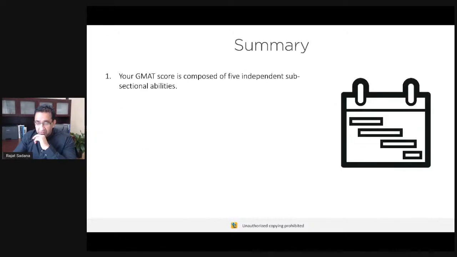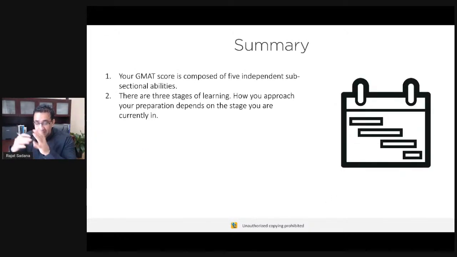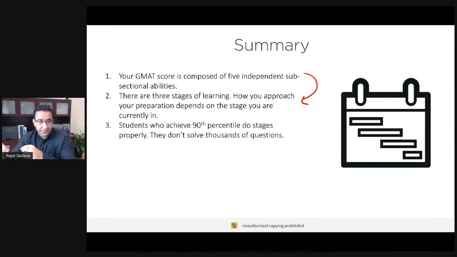Okay. So with that, I've come to the end of this webinar. Just to summarize, your GMAT score is composed of 5 independent subsectional abilities, and those subsectional abilities define which stage of learning you are in. Once you know the stage of learning you are in, that then defines how you approach that.